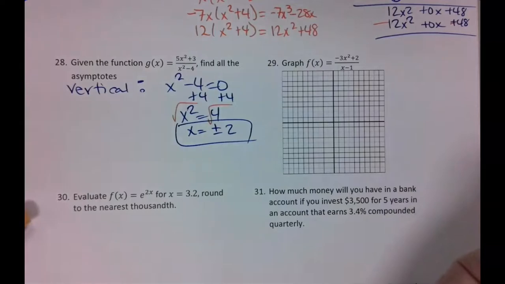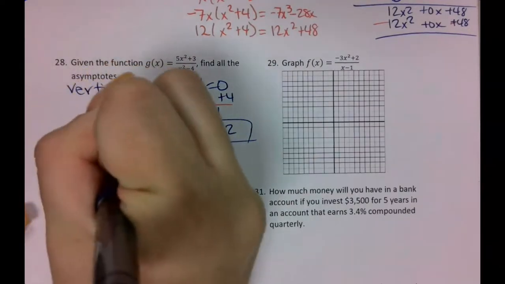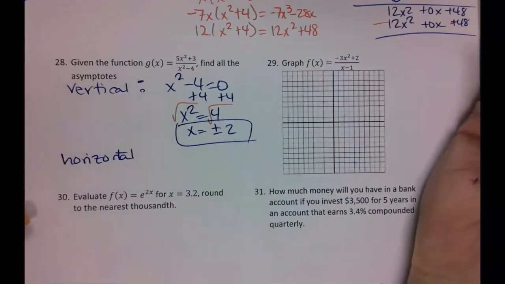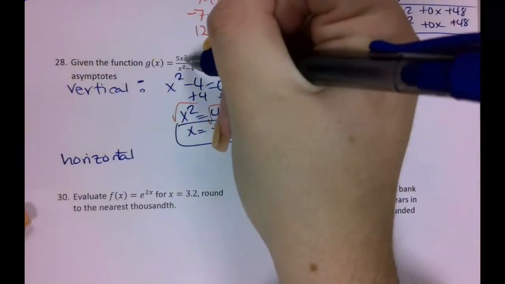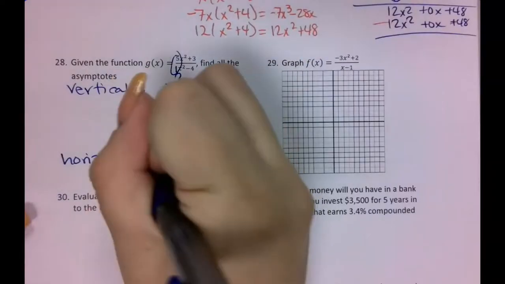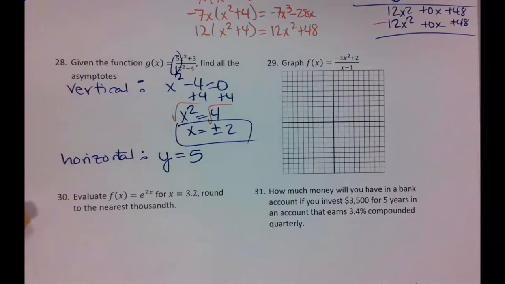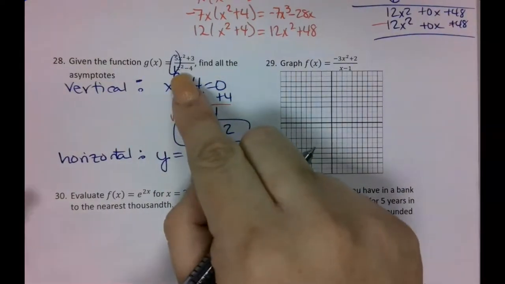For my horizontal, I want to take a look at my leading terms and their coefficients, or exponents. They're both the same, so in this specific instance, I'm going to divide. That's going to give me y equals 5. But if my top was longer, I would actually have to do long division and I'd get a slant asymptote. If my denominator is bigger, I just automatically get y equals 0.